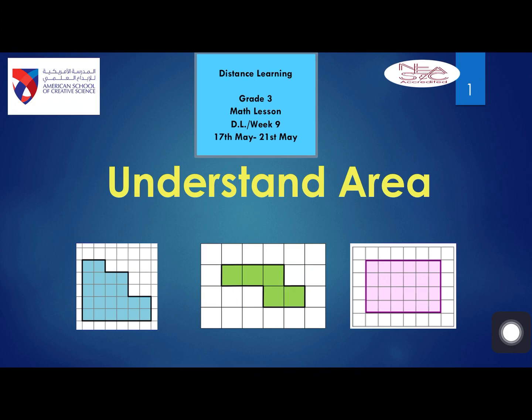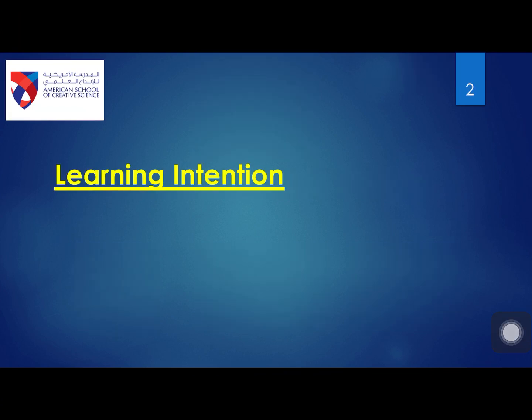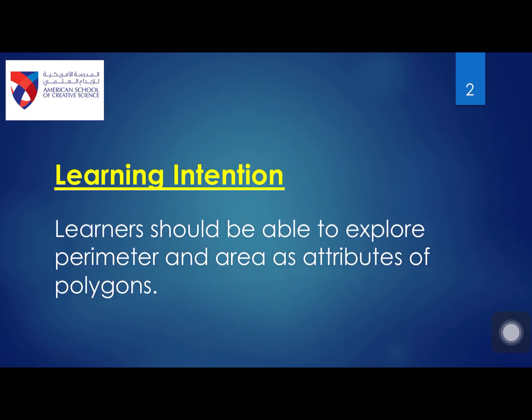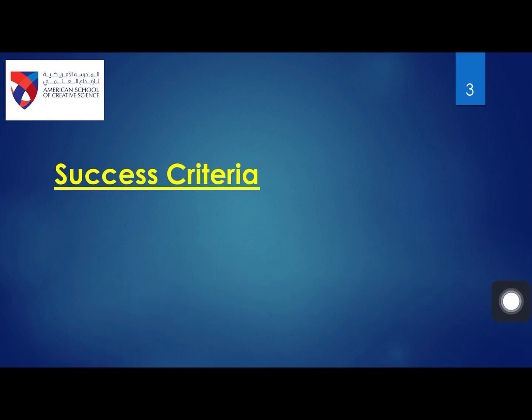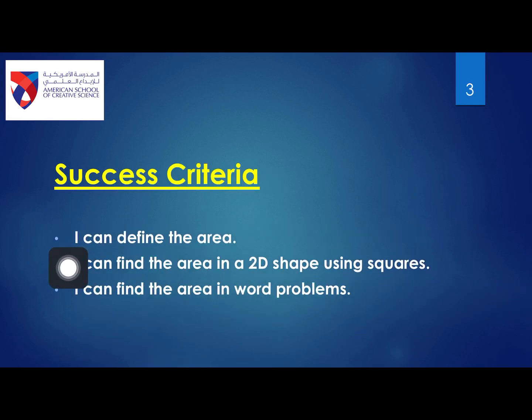Today we'll be talking about area. We are going to understand area. Here's our learning intention. Learners should be able to explore perimeter and area as attributes of polygons. And our success criteria is, first, I can define the area. Next, I can find the area in a 2D shape using squares. And finally, I can find the area in word problems.